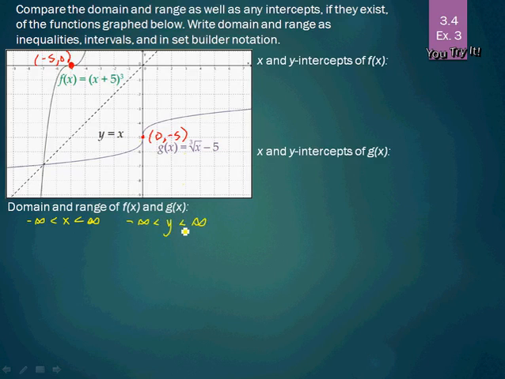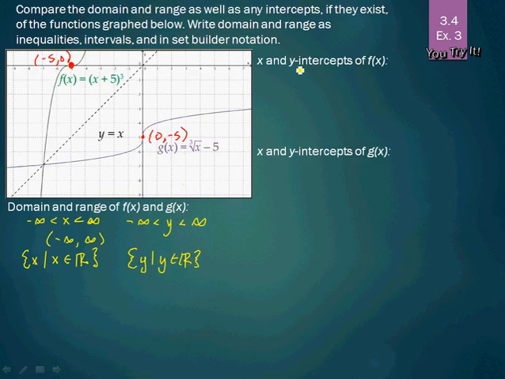Again, not putting equal to because these are not set values. For interval notation, we just use parentheses, negative infinity to positive infinity, and that works for both domain and range. For set builder notation, we'll have the set of x's such that x is a member of the real number set, basically saying that x is going to be all real numbers. And then we'll say the same thing for y: the set of y's such that y is a member of the real numbers. So there are the domain and range.